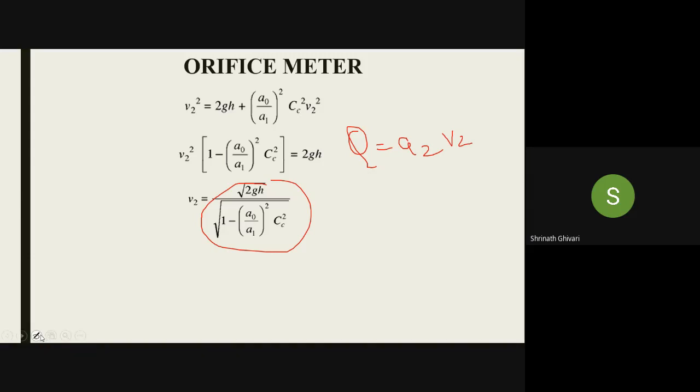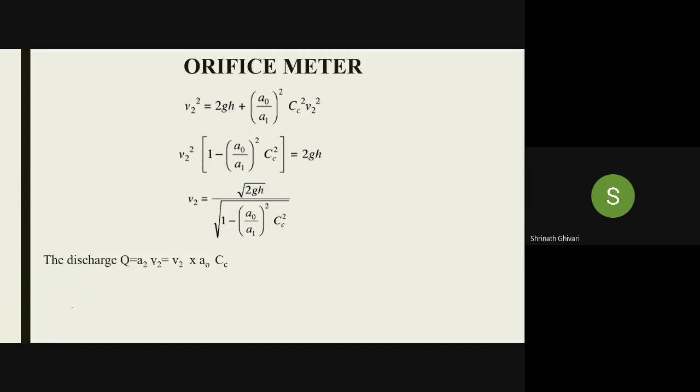Okay, so we'll see here what we have to do next. Q equal to A2 into V2 equal to V2 into A0 Cc, right? Because A2 was A0 into Cc. Now substitute this value here. So it will be like this. Q equal to A0 into Cc into square root of 2GH, then square root of this. So what I have done is I have changed A2 as A0 into Cc and substituted here.